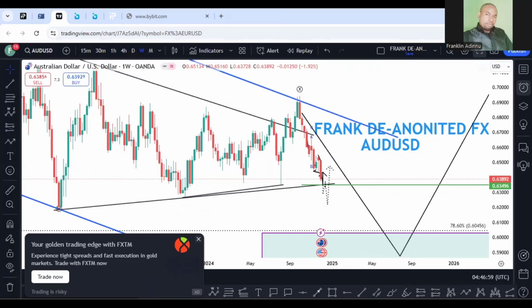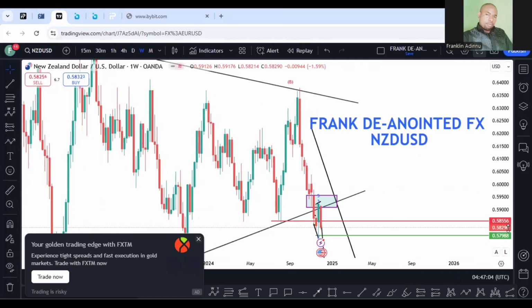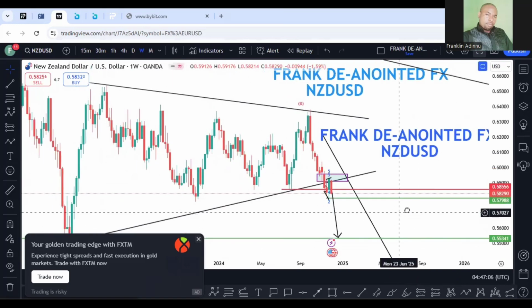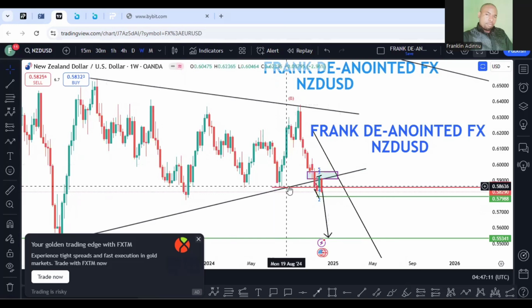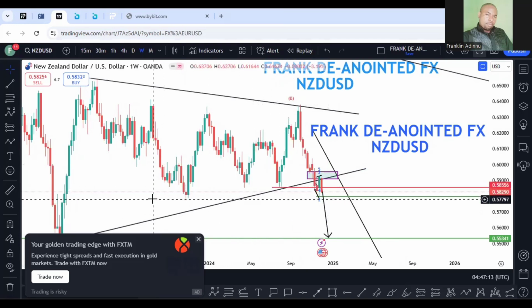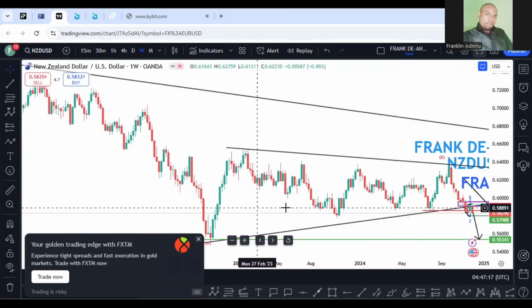That is for Australian dollar US dollar, New Zealand dollar US dollar. So the same goes for New Zealand dollar. When you look at it, it's covered that it has already taken out the triangle line. The first one I'll be taken out, the second one I'll be taken out. So it remains this third place.